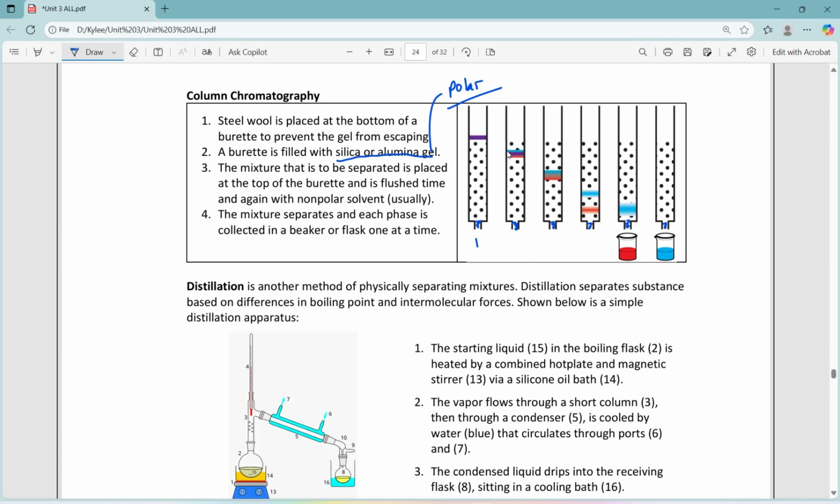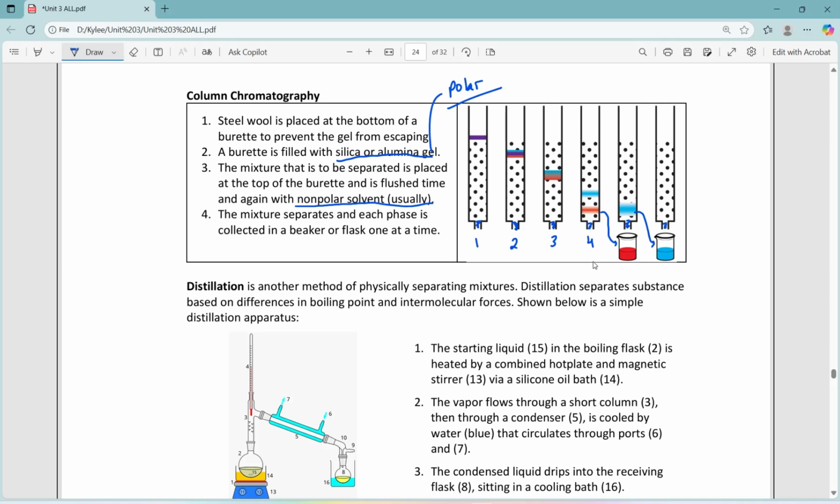And as gravity goes to work on our column, in picture 2, we start to see more colors come out, 3, and then by 4, we actually have 2 different bands, a red band and a blue band. So if I was to put my beaker underneath, I could catch the red as it came off the burette. And then once all the red stopped coming off, then I could put my beaker underneath and catch all the blue. So the idea is that we are flushing with a non-polar solvent.